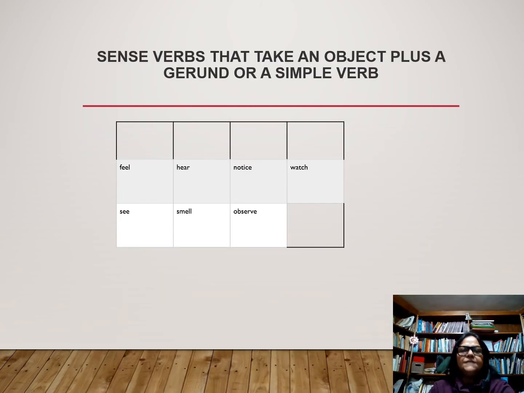Here are some sense verbs that take an object plus a gerund or a simple verb. So you just keep practicing with these words and you will see that it's much fun practicing, because all the grammatical items, not only gerunds, all these grammatical items, they make your language beautiful. They embellish your language. So you must make them a part of your daily vocabulary, of your day-to-day vocabulary.